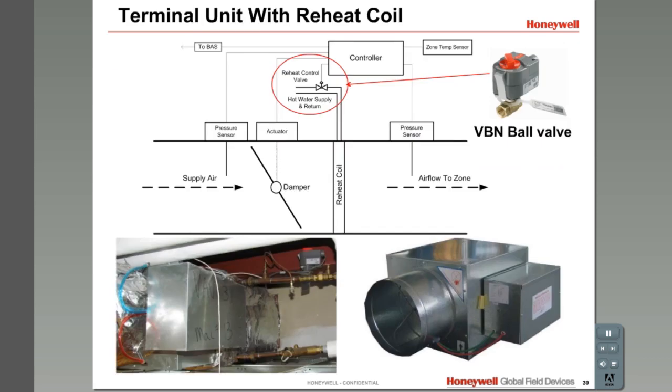A terminal unit controls temperature in a segment of a building called zones. They provide conditioned air from the air handler. Some are air cooling only and simply regulate airflow volume with a damper. Others have a reheat coil to provide heating capability. Terminal units' control valves are floating or modulating and are usually ball valves or cartridge globe valves.